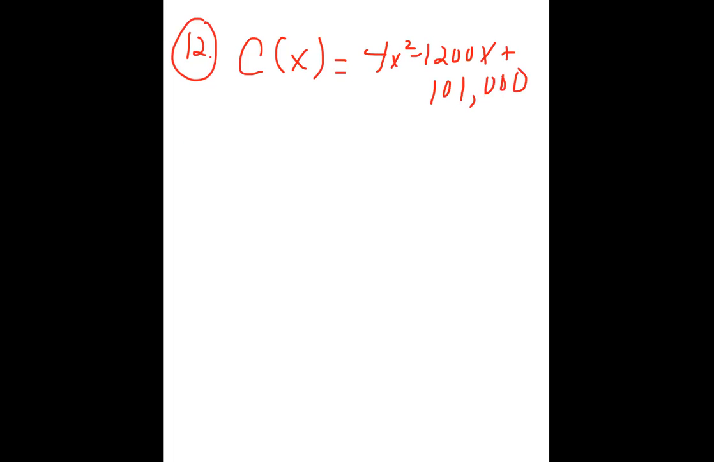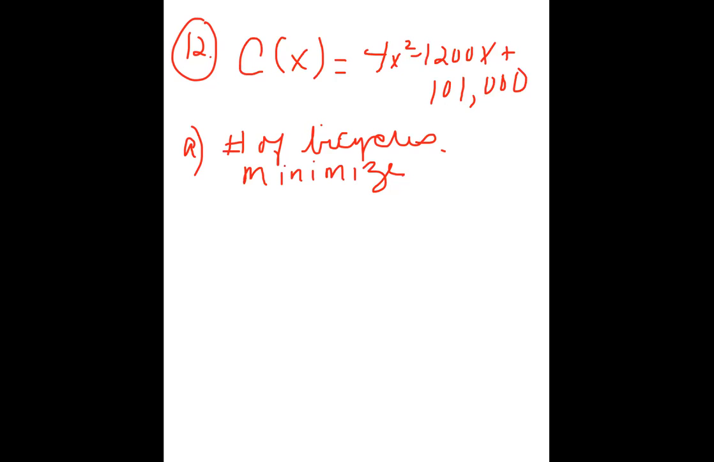Part A says, find the number of bicycles that must be produced to minimize the cost. Minimize, as in minimum, guys. So you're minimizing. And how do we know it's a minimum value? Because the leading coefficient is positive. So when you graph it, the graph is going to look like this. So the lowest point is going to go at the vertex.